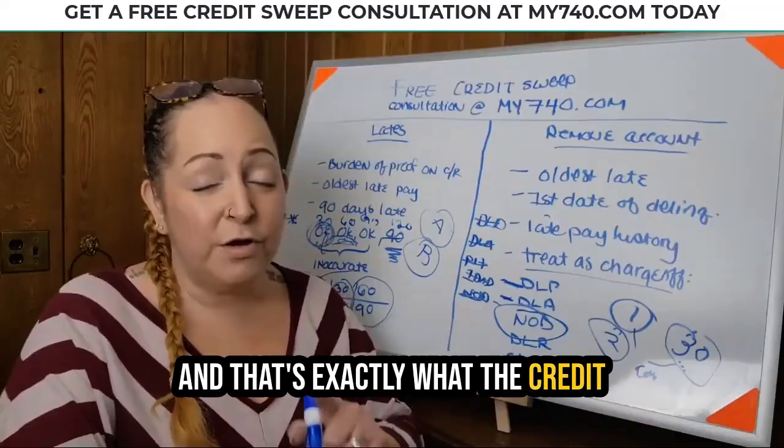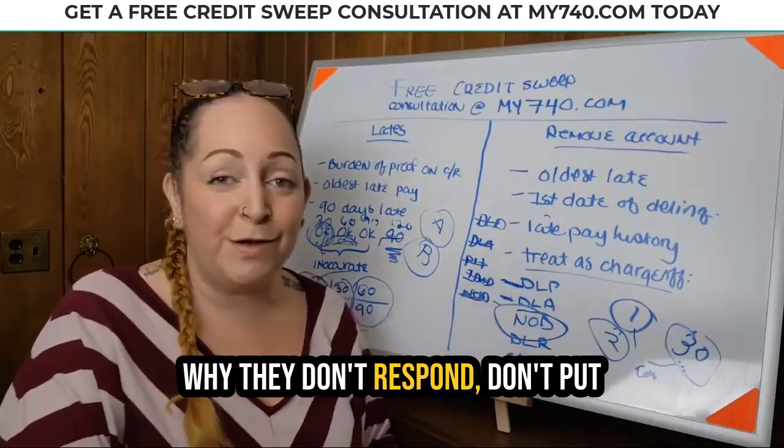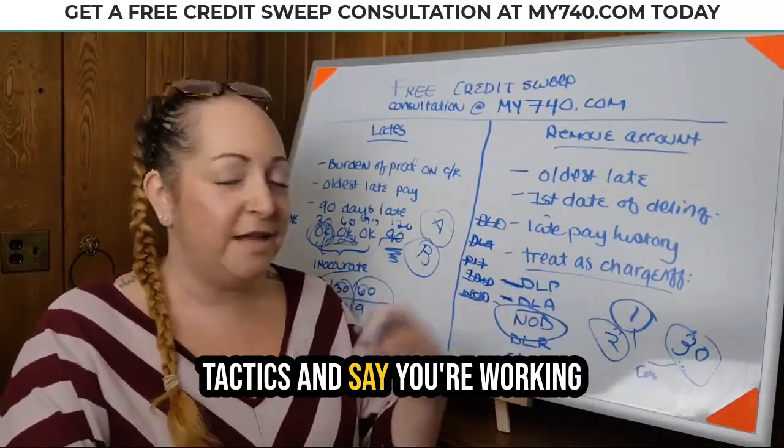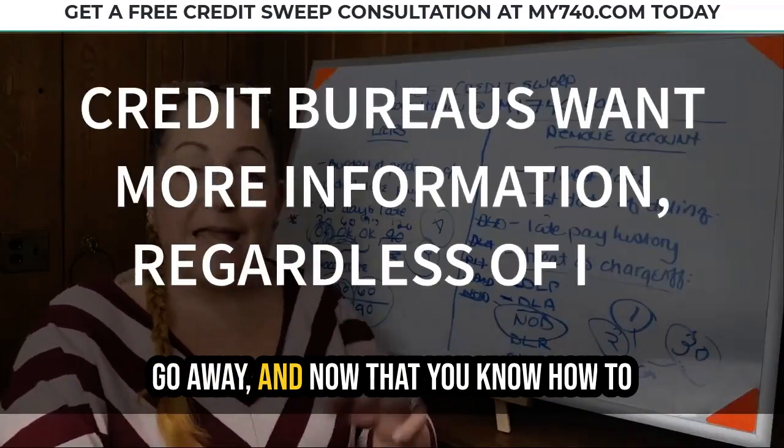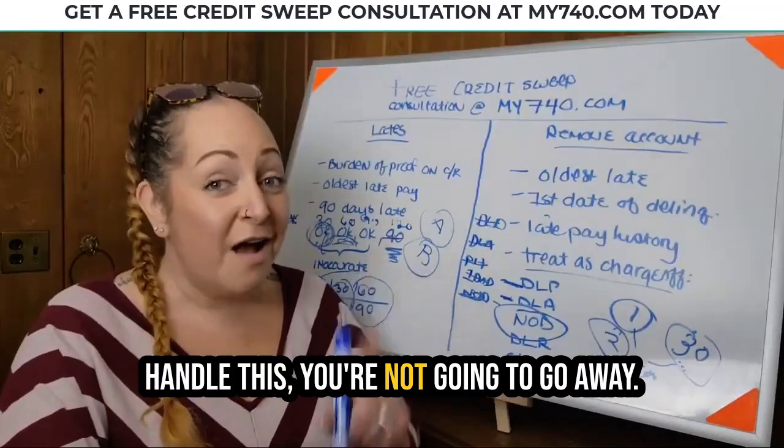And that's exactly what the credit bureaus want you to do, which is why they don't respond. They don't put the notice of dispute. They send stall tactics and say you're working with a credit repair company. All of these things are to get you to go away. And now that you know how to handle this, you're not going to go away.